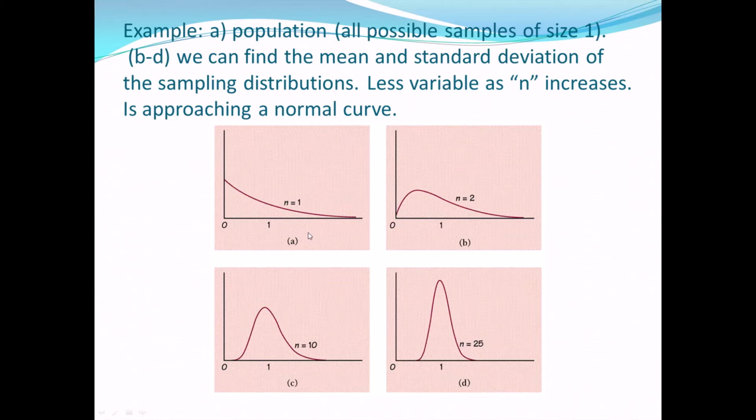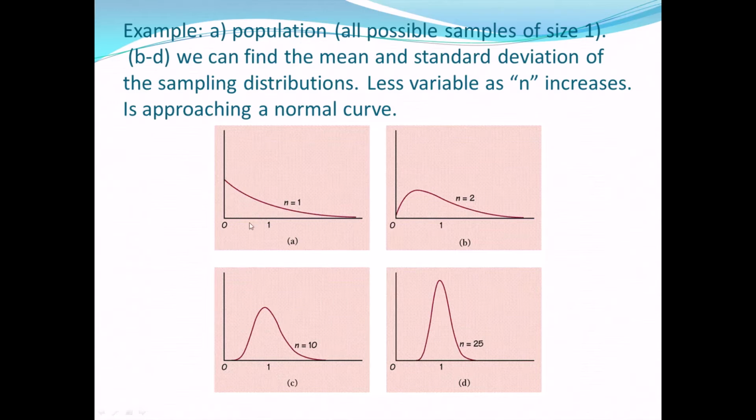In fact, we can say the population is a sampling distribution for all possible samples of size 1, but we don't say that, because if you're just picking things one at a time, that's not really sampling, right? You need more things than just one. But anyway, if you look at this population distribution, it's wildly skewed to the right.